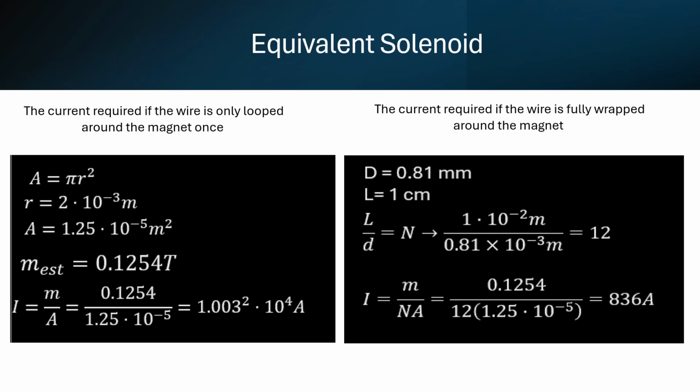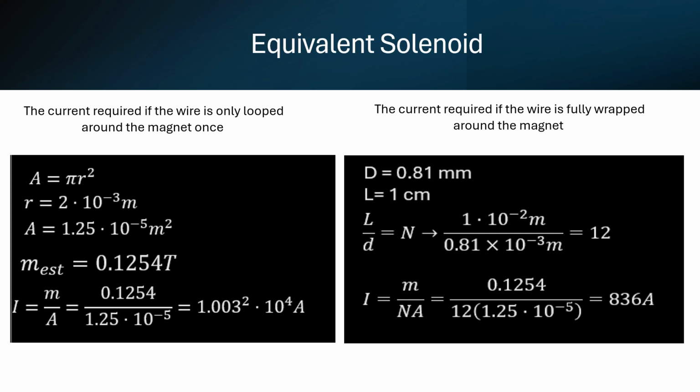Here on the left, we had to calculate the amount of current that would have run through the bar magnet if the loop of wire was wrapped around it only once. First, we calculated the area of the magnet to be 1.25 times 10 to the negative fifth. Then, in order to calculate the current, we had to divide the magnetic dipole moment, which we estimated to be 1.254 Tesla, by that area that we just calculated. We calculated the current to be 1.0032 times 10 to the fourth amps.